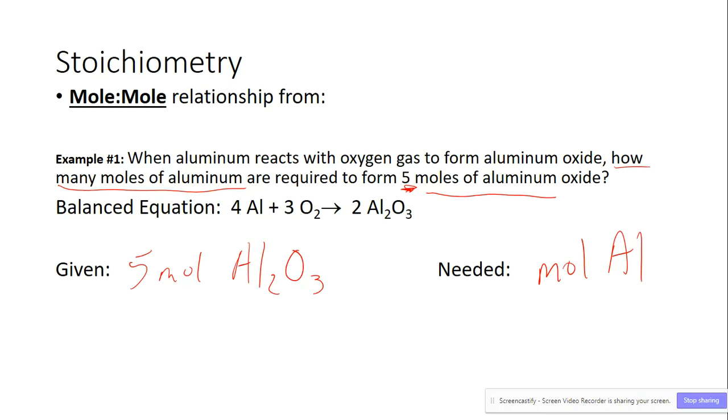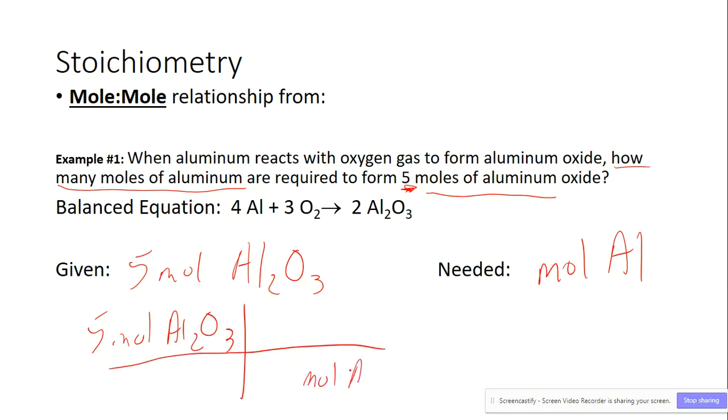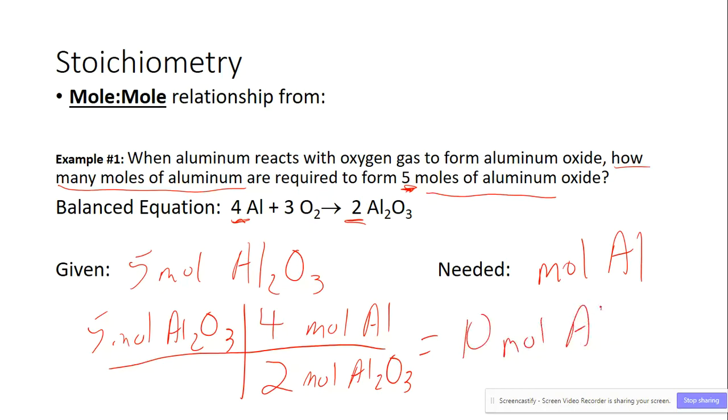So our given will start here, 5 moles of aluminum oxide. That's what we need to make. And the question is, when we go back into the lab, how many moles of aluminum do we need to pull out? So we're going to cancel aluminum oxide on the bottom, and we want moles of aluminum on top. And we get the relationship between these two in the mole-to-mole ratio from the balanced equation. So that tells us that there are 2 moles of aluminum oxide for every 4 moles of aluminum. 5 divided by 2 times 4 is 10 moles of aluminum would do it.